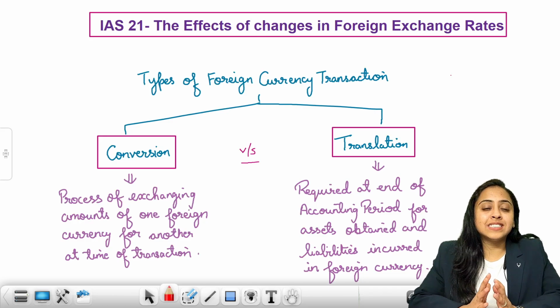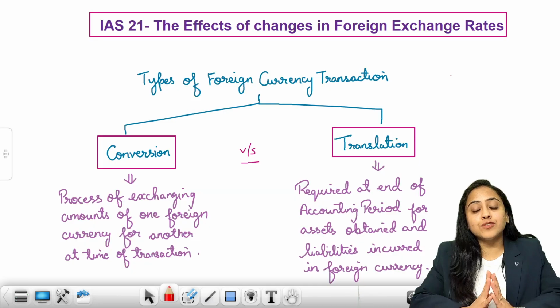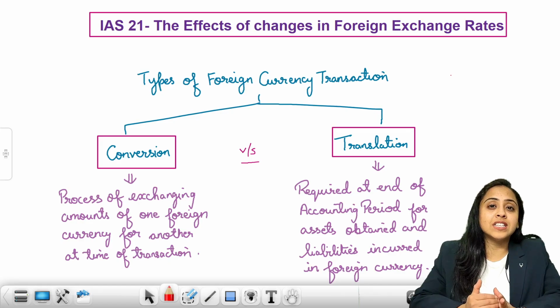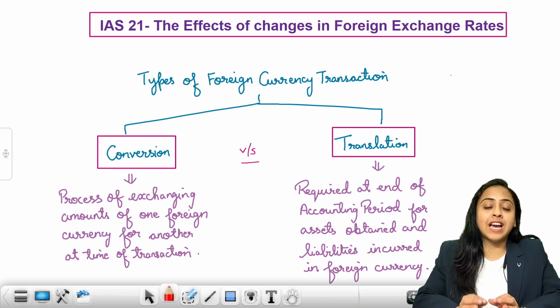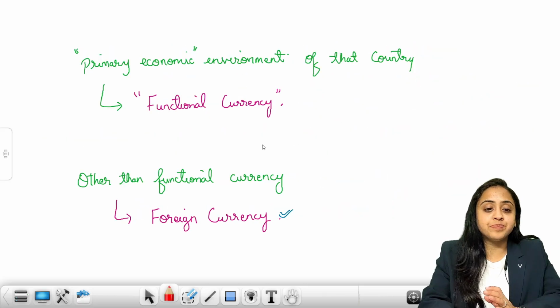Let's understand some important terminology of IAS 21, that is the effect of changes in foreign exchange rates. We have to convert from one currency to another currency and the foreign exchange rates keep fluctuating. I hope you agree with this. Let's take an example. There are two terminologies.